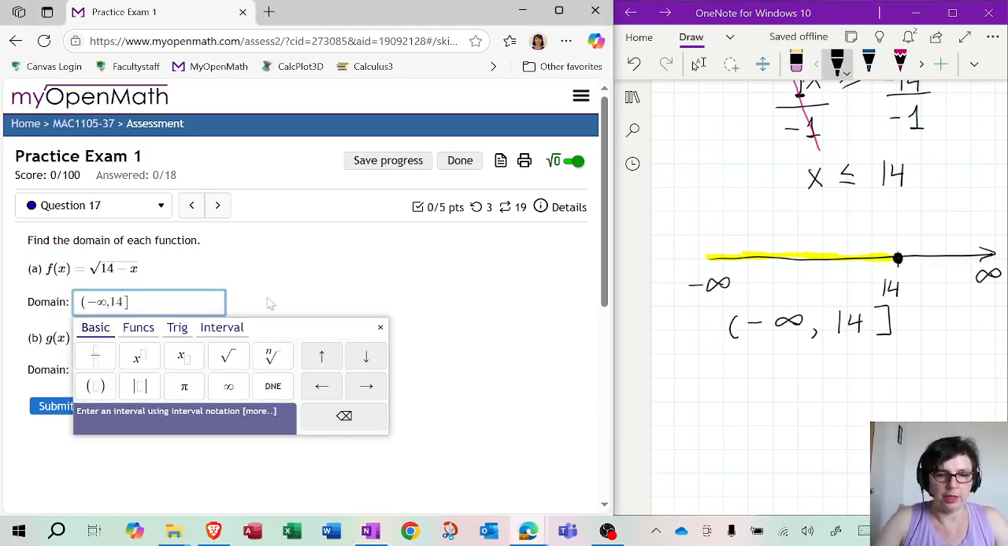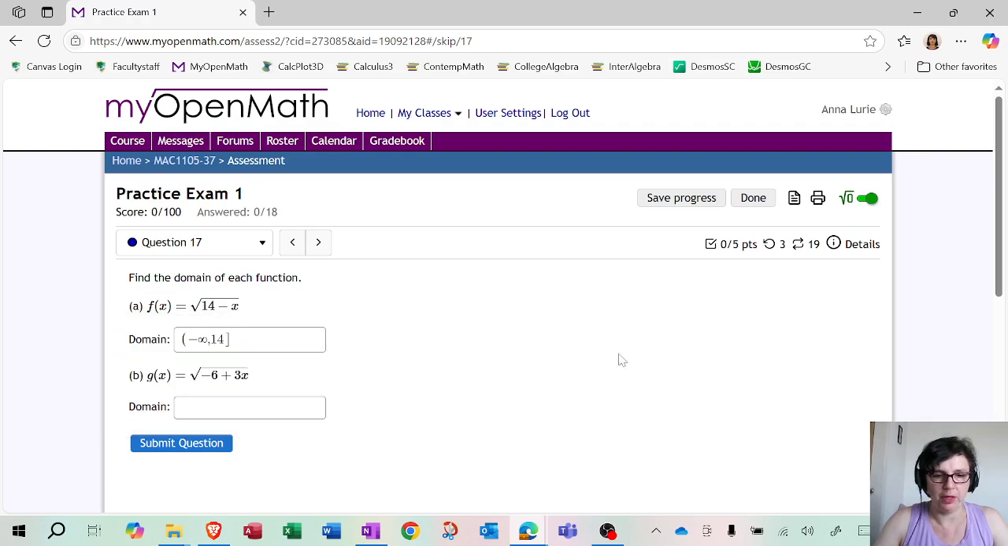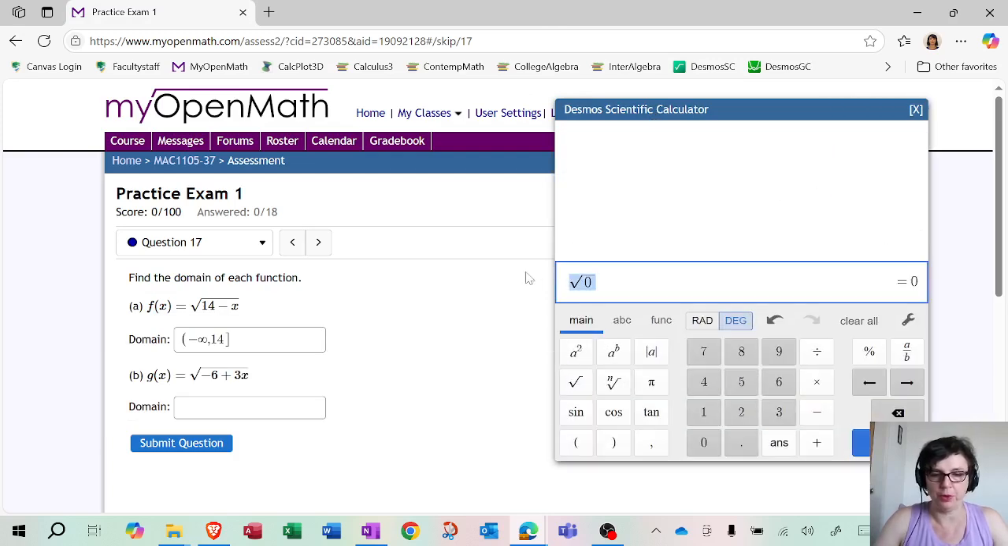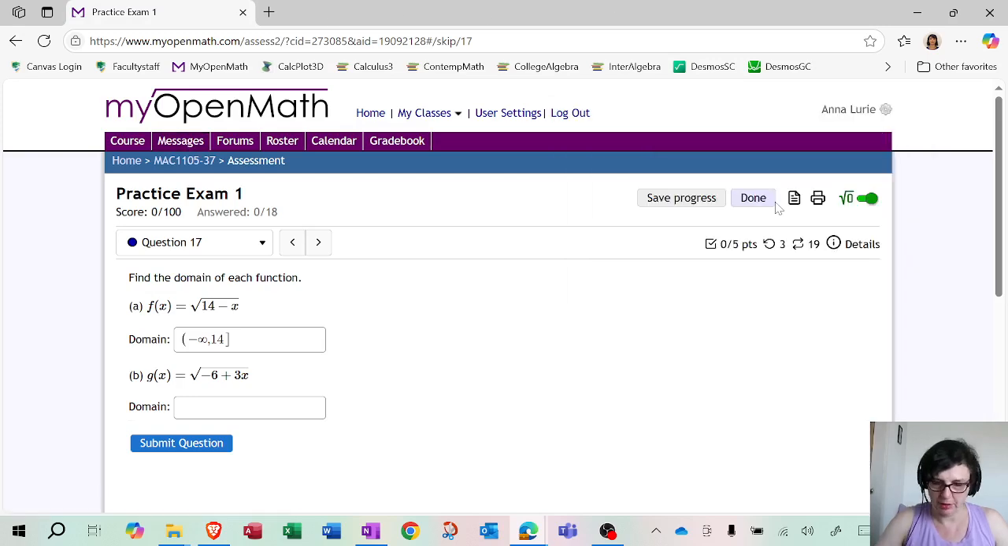Now, the other thing that I would also recommend before you submit anything is to just plug in some x values and make sure that this is correct. Because if you, for example, thought that maybe it's 14 to infinity, you would have thought wrong. If you were to plug in something like 15 or 16, what do you see happening? Well, it's undefined because you get a negative number. But if you plug in something like 13 or 12 or whatever, that's fine. It gives you an answer. So that means this is likely correct.